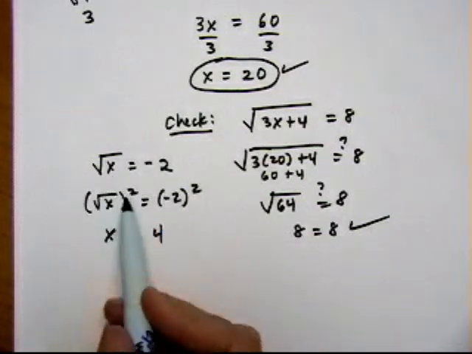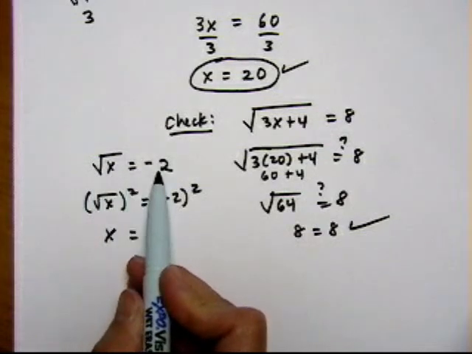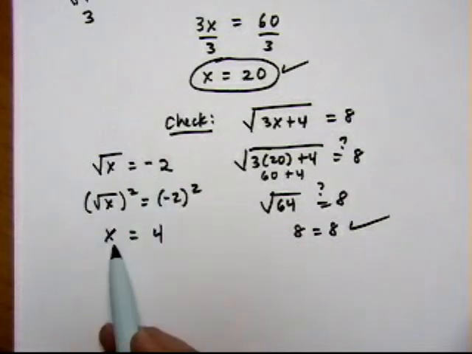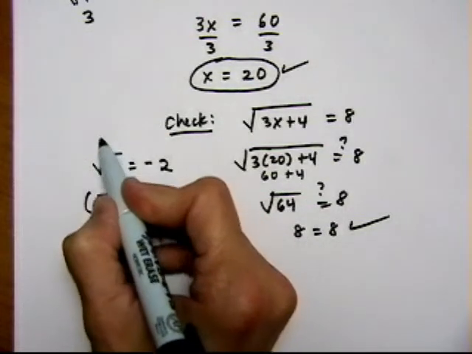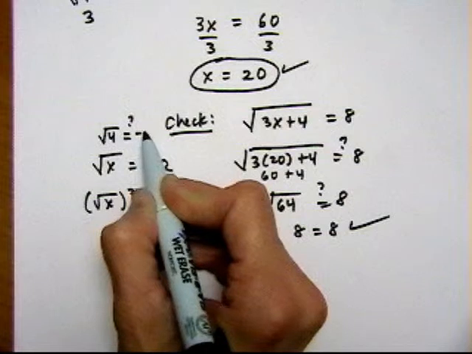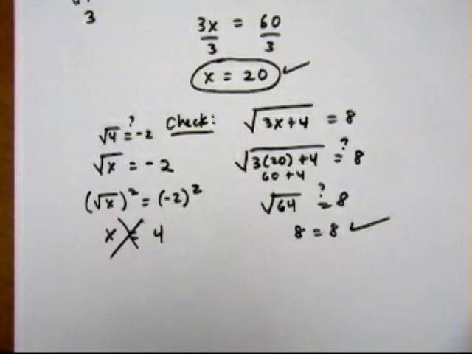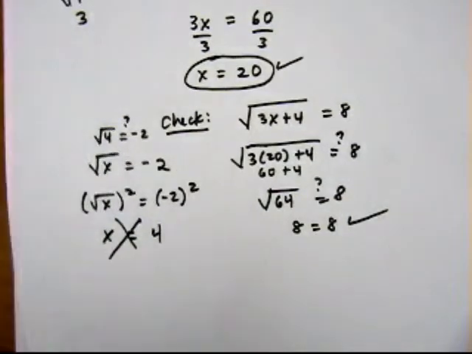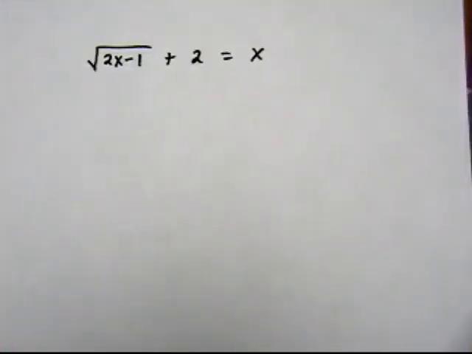Now if I look back up here, the square root of x can never equal a negative number, but going through the math steps I got an answer of x equals 4. And if we put x is 4 in here, we'll see it doesn't work. It doesn't equal negative 2, it would equal 2. So that's an extraneous solution. But in our equation the 20 worked out. Now this next equation does have an example of an extraneous solution.